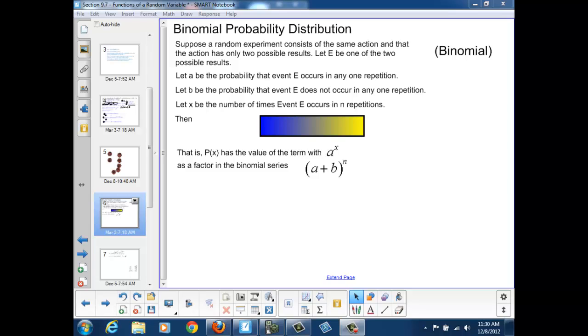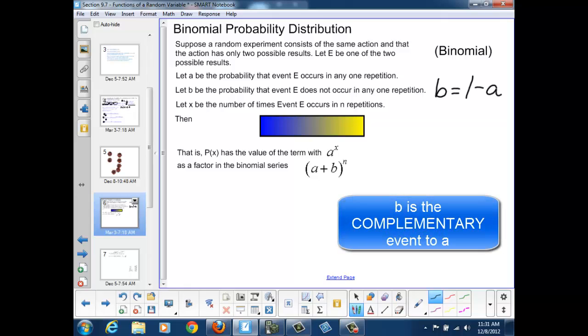E will be one of the 2 possible results for our notation. And we'll let A be the probability that event E occurs in any one repetition, and B be the probability that event E does not occur in any one repetition. So if A is the probability that the event occurs and B is the probability that the event does not occur, then B must be equal to 1 minus A. B is the complementary event to A, as we discussed in the last section.